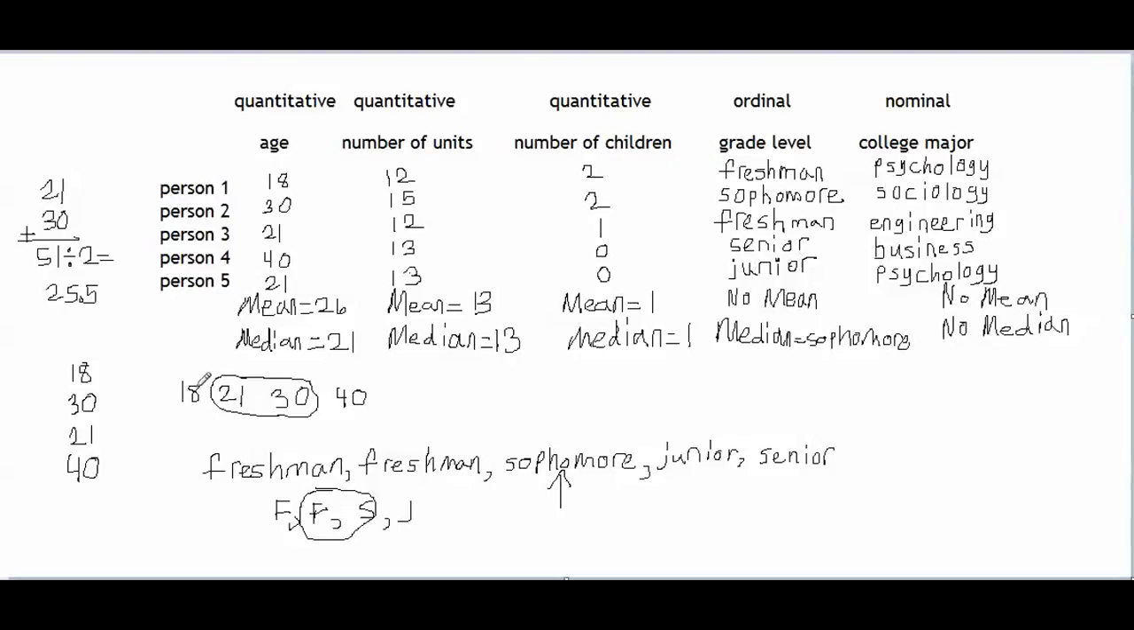Let's now talk about the mode. The mode is just the value that appears the largest number of times. If we look in the age column, we'll notice that 21 shows up 2 times, and all of the other numbers only show up 1 time. So the mode is 21. The mode and the median are actually the same in this column.